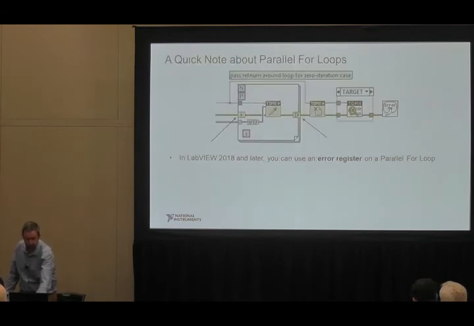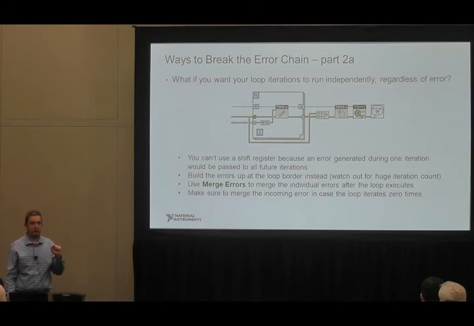So people got tired of having to make that code where you build them up on the tunnel, then drop the merge, and wire the error around. This is effectively exactly the same thing. So now in LabVIEW 2018 and later, if you have error tunnels on a parallel for loop and you try to convert them to shift registers, you'll get error registers instead. And this code is functionally identical to this code. It just looks nicer and it's quicker to write.